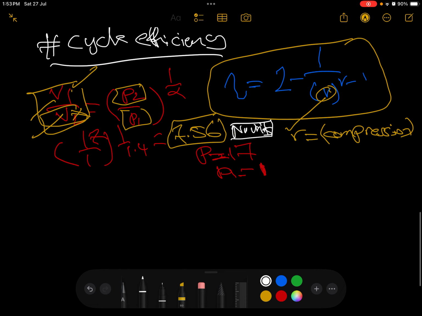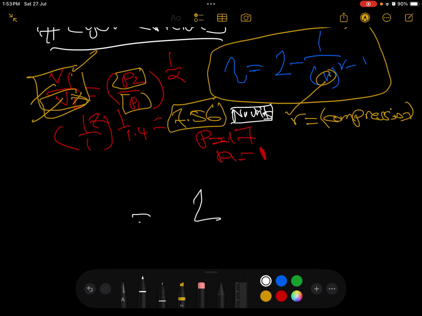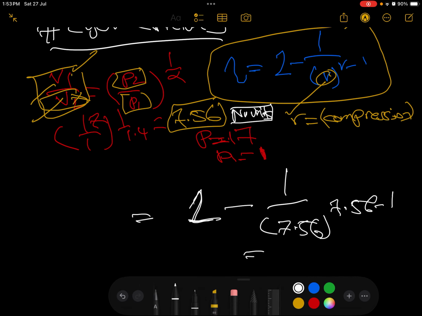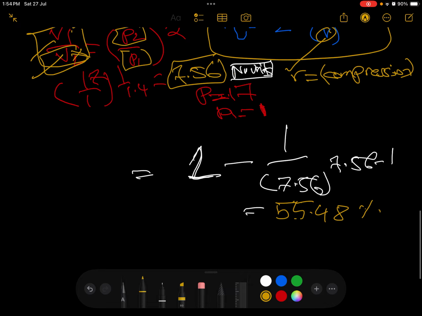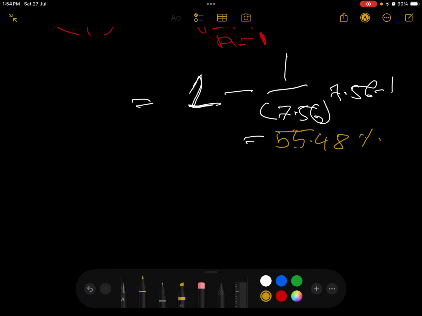So to find the cycle efficiency, it's going to be 1 minus 1 divided by 7.56. If you do the math, it's going to end up with 55.48 percent efficiency. It does make sense, okay? That's for the Otto cycle if you go to the theory part. And yes, I'm going to explain the Otto cycle theoretically, or the essence, and I'm going to make two videos, in Arabic and in English too, okay?